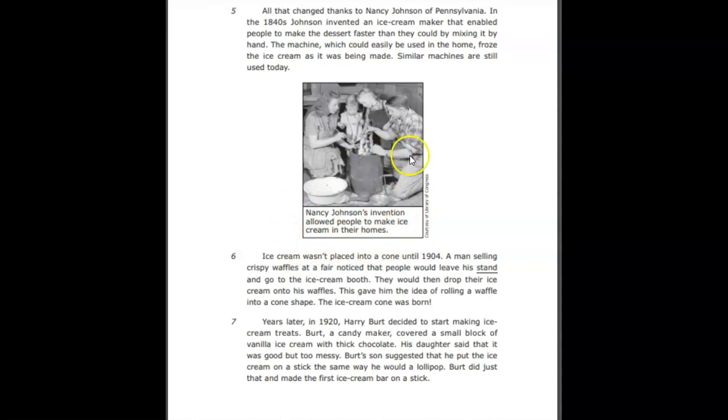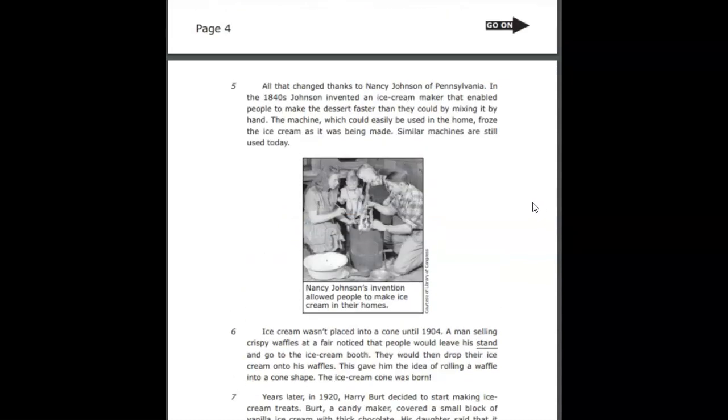I want to pay attention to what they're doing in the picture. It looks like they're in a bucket. It looks like they're making something with some sort of machine. And it looks like their style of dress isn't very modern. So I really do think that this is some sort of historical photo that is telling me something about an invention from a long time ago.